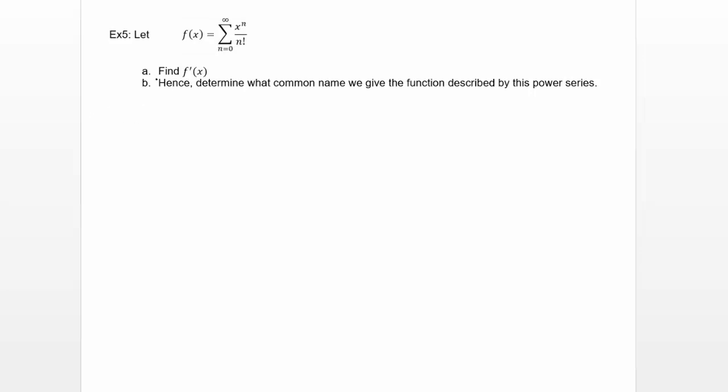If we're going to find the derivative of this function, we need to make sure we know when this derivative makes sense. So before you can actually calculate this derivative, we need to know the interval of convergence. So we've got to find the interval of convergence (IOC) first.